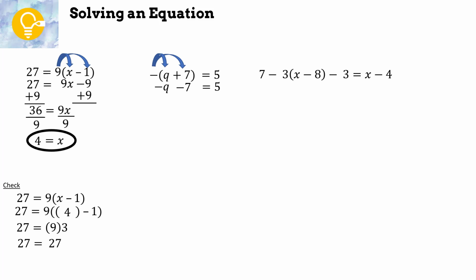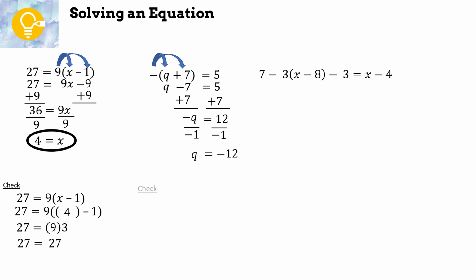Well, when I look at this, I cannot collect like terms on either side of the equal sign. Negative q minus 7. Well, I want negative q by itself. So the opposite of subtract 7, or negative 7, is adding 7. So let's do that next. Negative q equals 12. Well, we want q. We don't want negative q. So we're going to divide by negative 1 on both sides. So q equals negative 12.